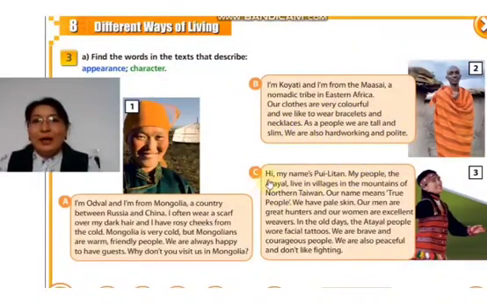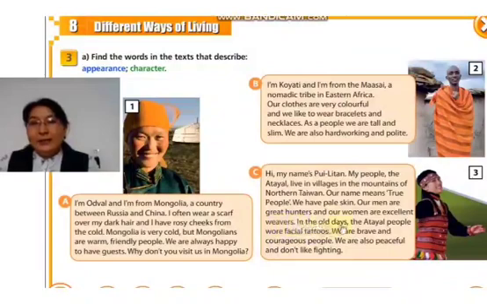Text C. Hi, my name is Pulitan. My people, the Atayal, live in villages in the mountains of northern Taiwan. Our name means true people. We have pale skin. Our men are great hunters and our women are excellent weavers.